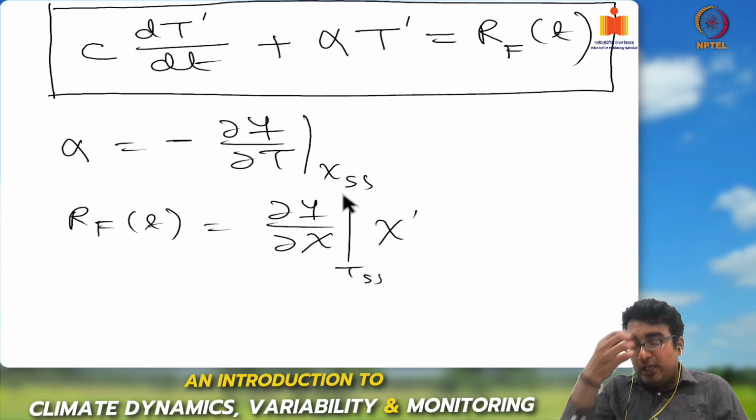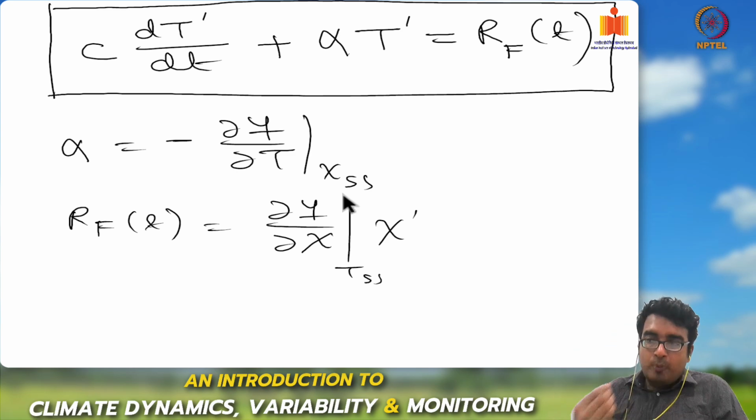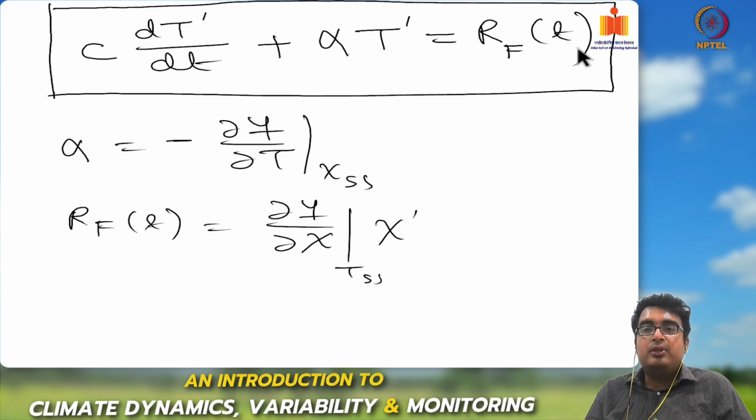That is the change in the tropopause radiative energy balance due to the change in temperature of the earth system at a given greenhouse gas concentration. So this is the feedback parameter and this is the radiative forcing. And these two terms come into the 0D energy balance equation model of the climate system.